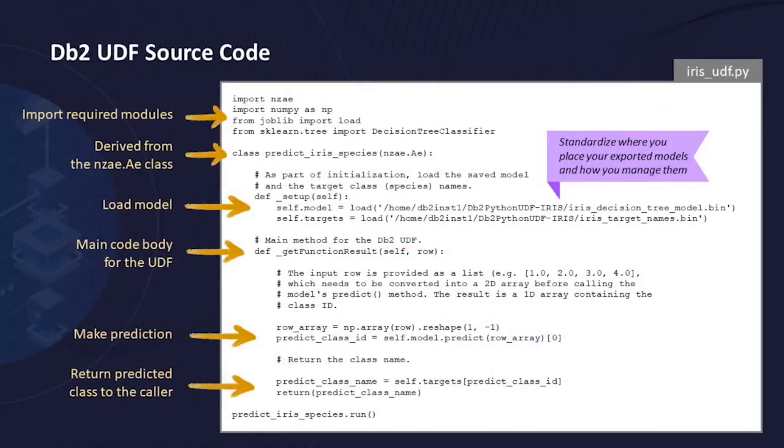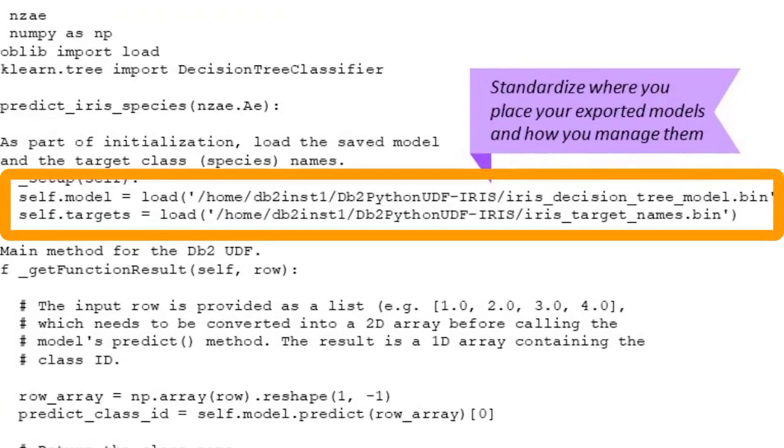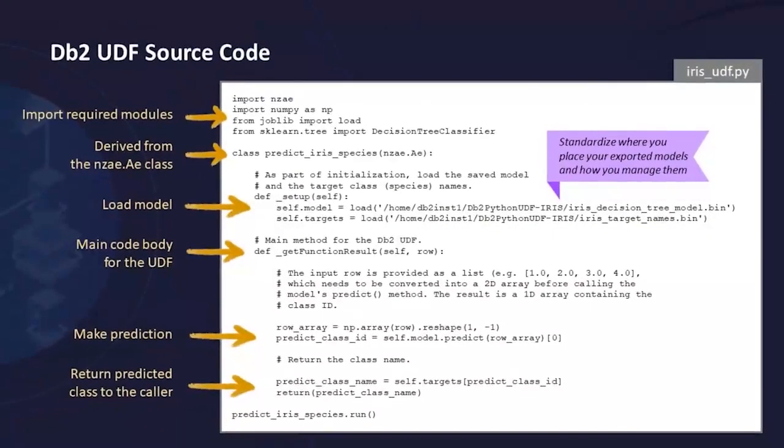Let's jump over to DB2 now, and I've got my UDF source code up here. I've highlighted the major areas of the code, but there are a couple of things I want to point out specifically here, like where I'm loading the model and the list of target names, the species names, in from disk. Again, this is the unpickling, where it's being deserialized from the on-disk byte stream back into an object.